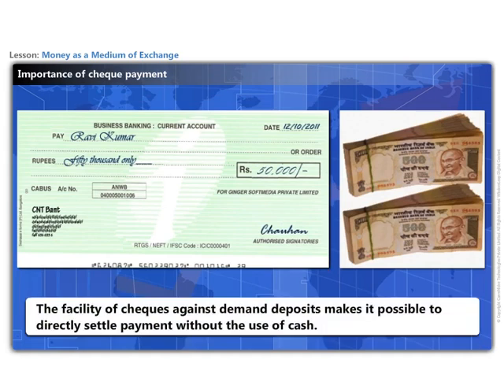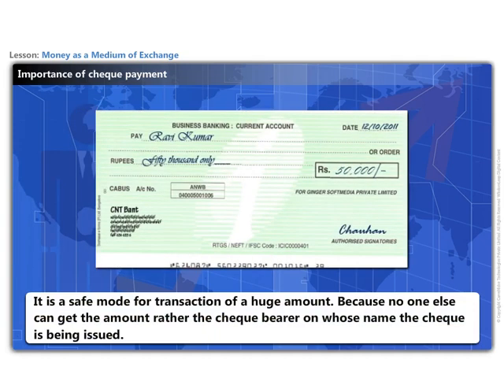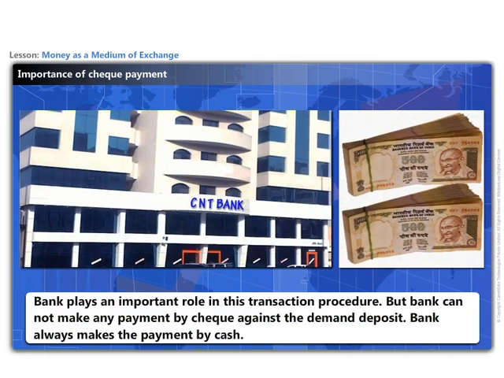The facility of checks against demand deposits makes it possible to directly settle payment without the use of cash. Demand deposits are accepted widely as a means of payment along with currency. They constitute a huge amount of money in the modern economy. It is a safe mode for transaction of a huge amount because no one else can get the amount other than the check bearer in whose name the check has been issued. The bank plays an important role in this transaction procedure, but the bank cannot make any payment by check against the demand deposit. The bank always makes the payment by cash.